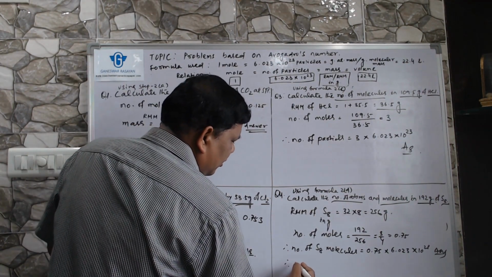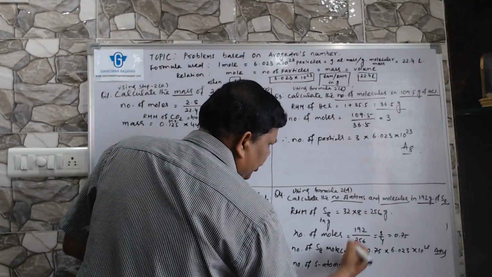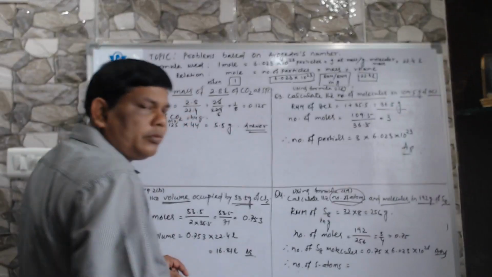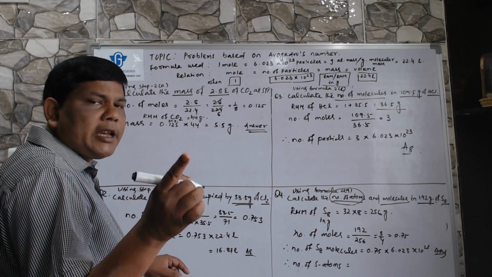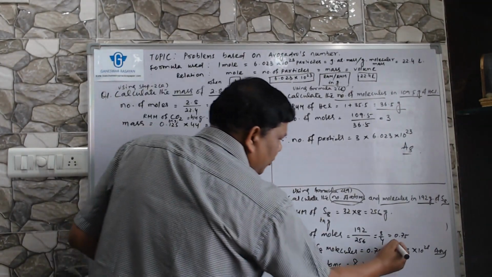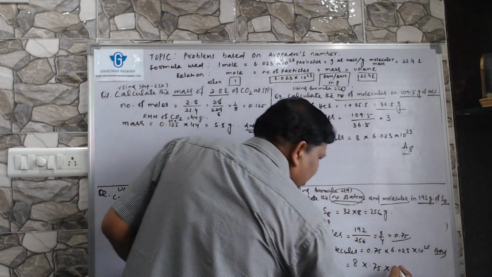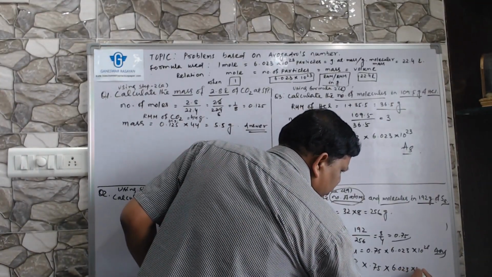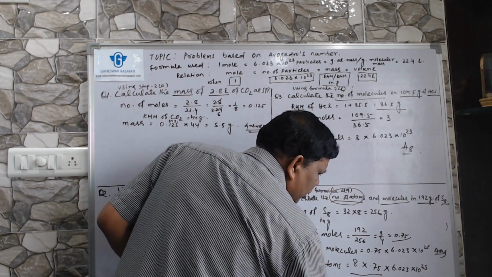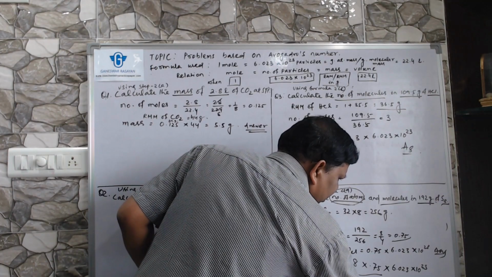Second one, the number of sulfur atoms. Number of sulfur atoms is equal to number of atoms present in S8, which is 8. So this is 8 into number of moles calculated, 0.75, into Avogadro's number 6.023 into 10 to the power 23. If we simplify this, it comes to 6 into 6.023 into 10 to the power 23. And this is the second answer.